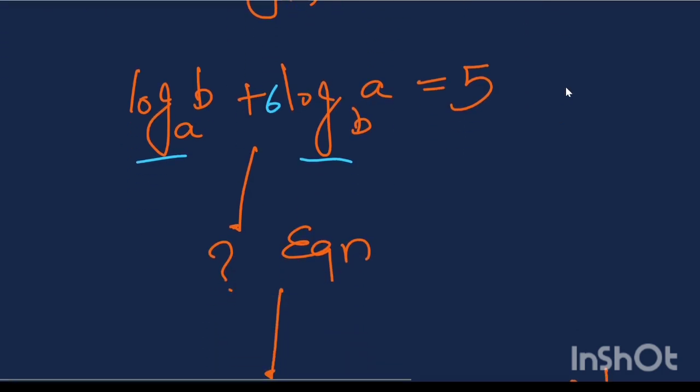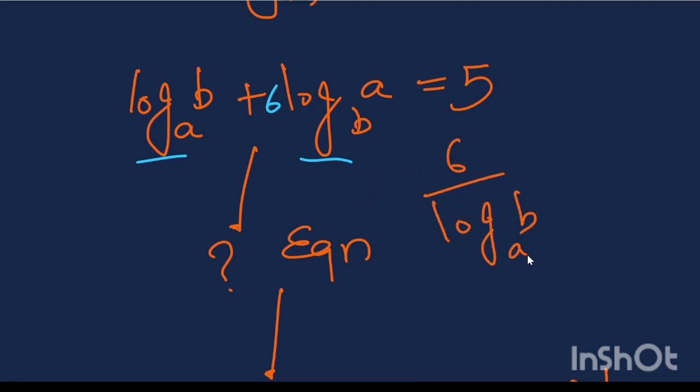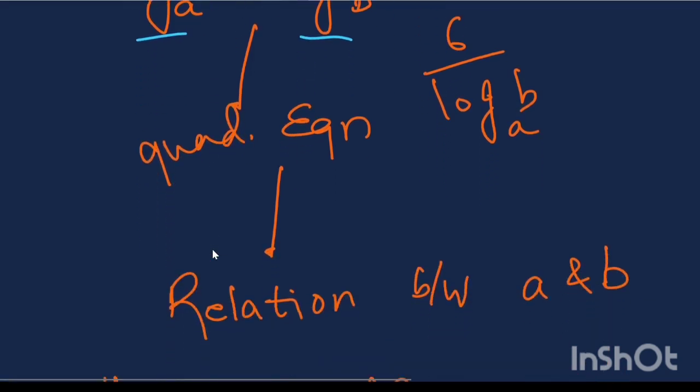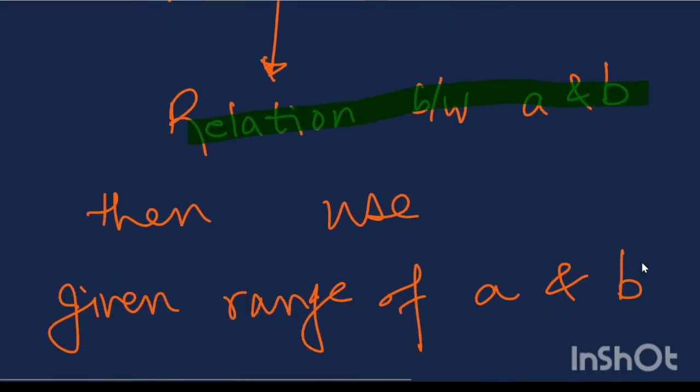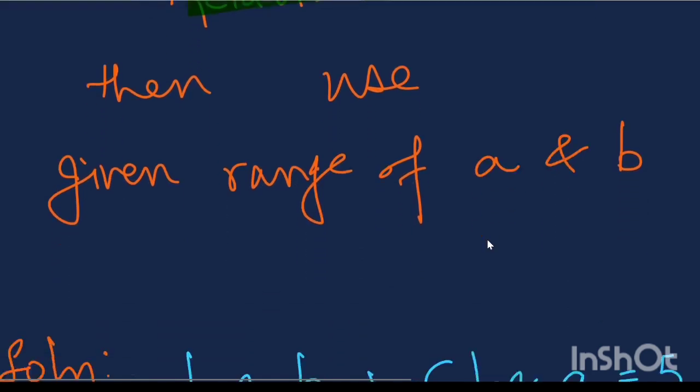So then which equation will we obtain? Now if you convert log a base b, for example, to 1 upon log b base a, you will get an equation in log b base a, which would be which type of equation, guys? You will see when you solve it, you will get a quadratic equation you need to solve. When you solve that quadratic equation, you will get a relation between a and b, and from that relation you will get the range of a and b and the ordered pairs.